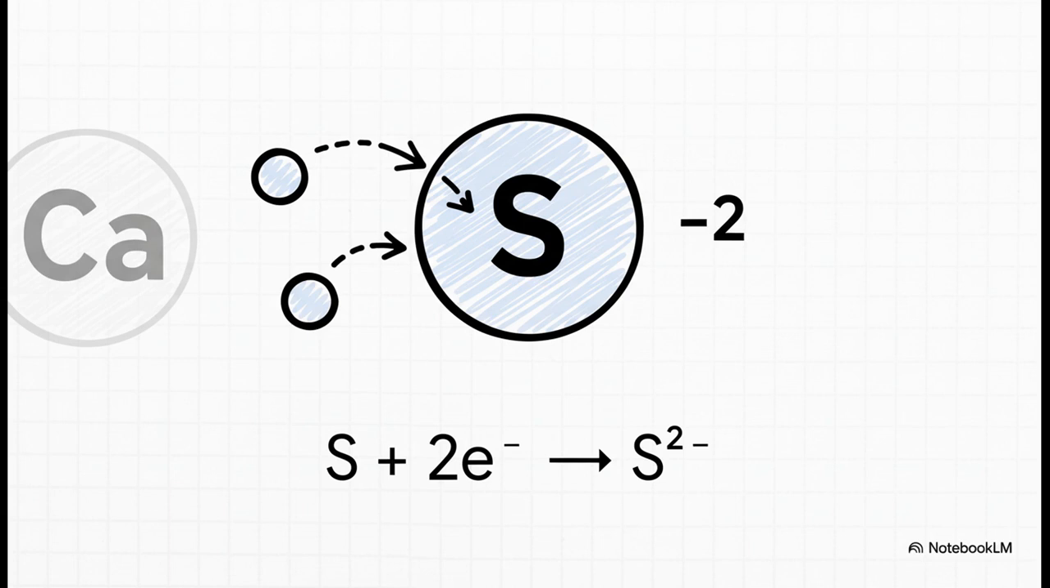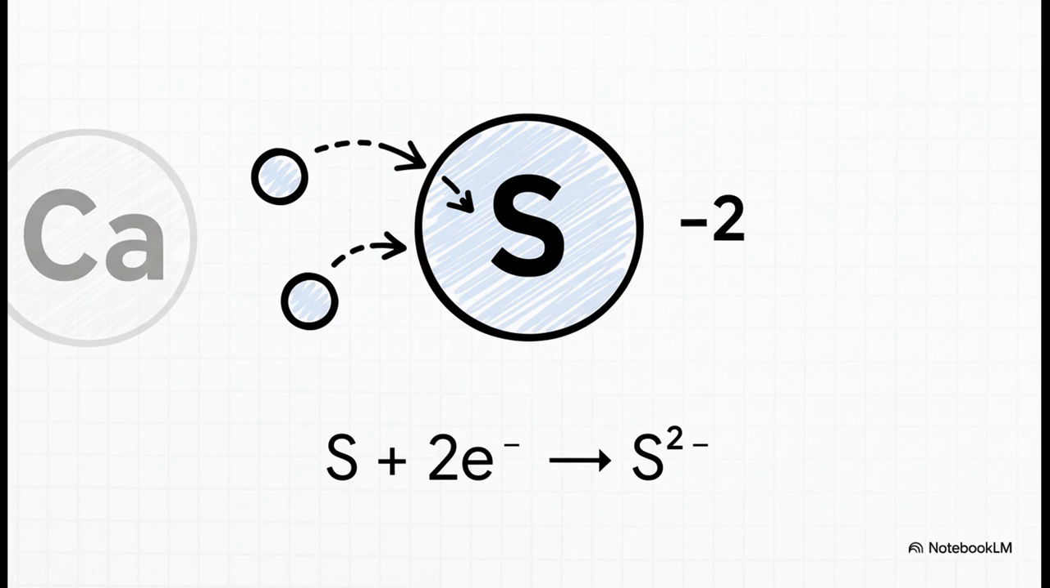Okay, so where did those two electrons go? They didn't just vanish into thin air. Nope, they were immediately scooped up by the sulfur atom. Sulfur gains those two electrons, and since reduction is gain, thank you OIL RIG, the sulfur is being reduced. And there you have it. The dance is complete. Calcium loses, sulfur gains.